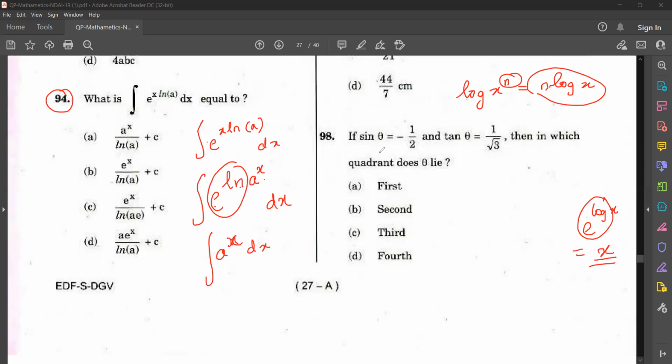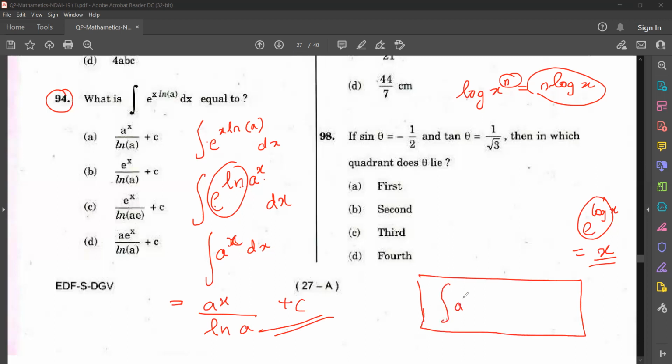Okay, what is the integral of a raised to x? We have already studied. Integral of a raised to x is nothing but a raised to x by ln a plus c. So if anybody doesn't know by heart, integral a raised to x dx is equal to a raised to x by ln a plus c. So what is the option here? First option. Option A is the correct answer.